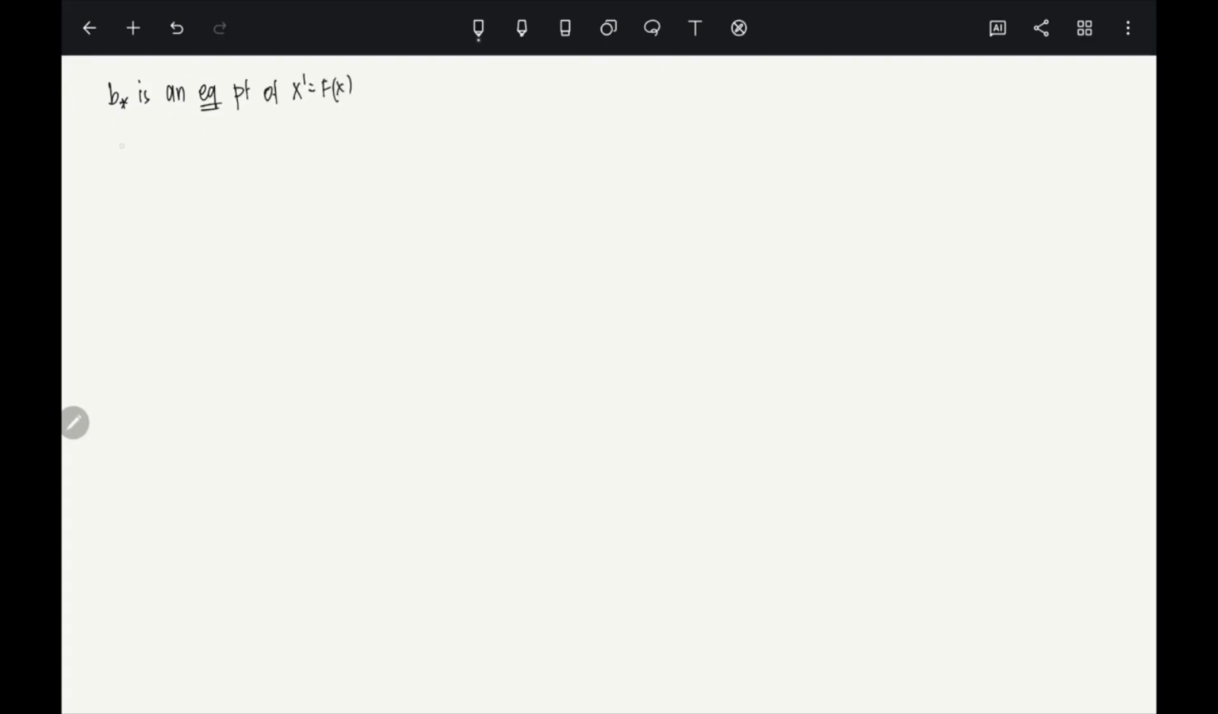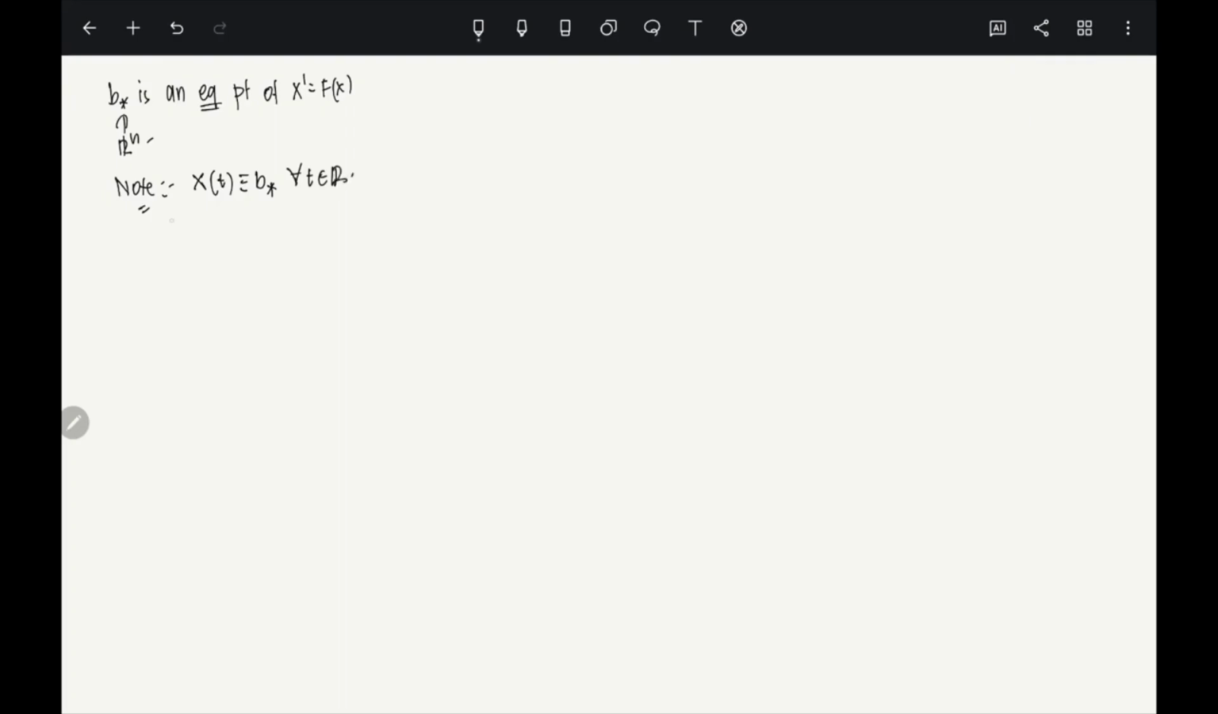Now, B star is what? B star is a point, right? It's a vector in Rn. Now, note this: if I define a new function x of t, which is a constant function given by B star, is it okay? So x of t is a constant, which is B star everywhere, for all t in R.